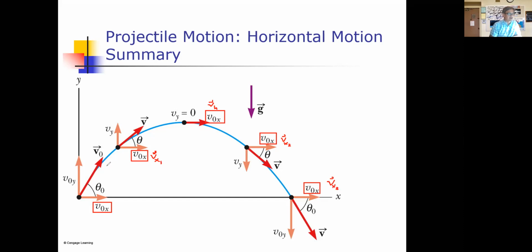All of these here are at different positions. This velocity here is at a different position from this one, and different again from this one and this one, but they are all the same magnitude. They all have the same magnitude and they all point in the same direction. So make sure you're clear on that as we go through this.